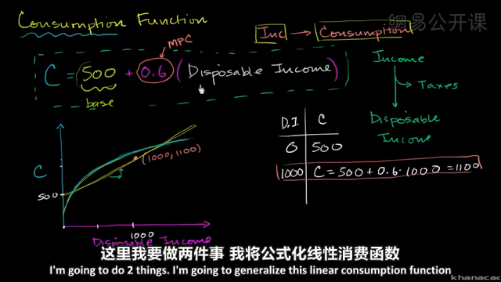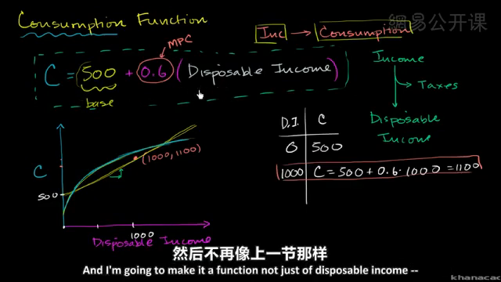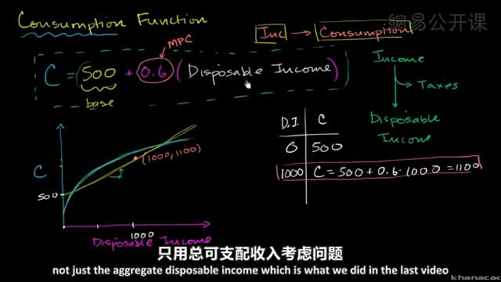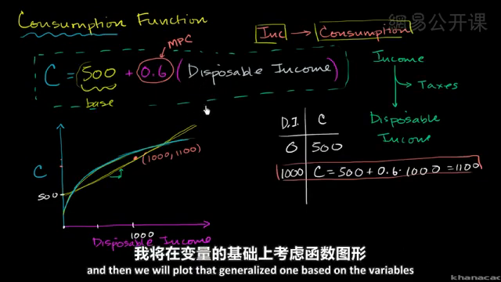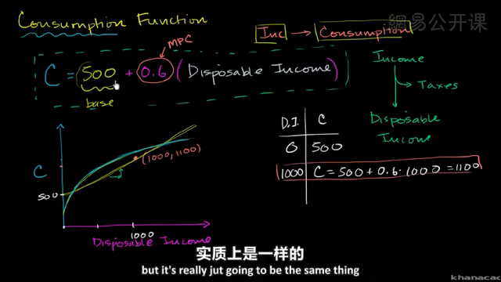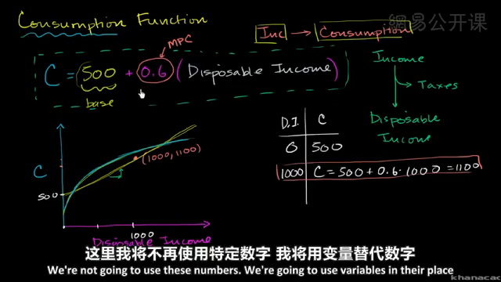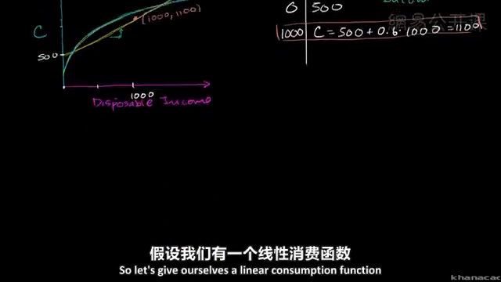I'm going to generalize this linear consumption function, and I'm going to make it a function not just of aggregate disposable income, which is what we did in the last video, but as a function of aggregate income. And then we will plot that generalized one based on the variables. But it's really going to be the same thing. We're just not going to use these numbers. We're going to use variables in their place. So let's give ourselves a linear consumption function.